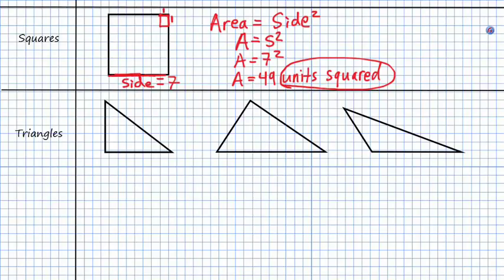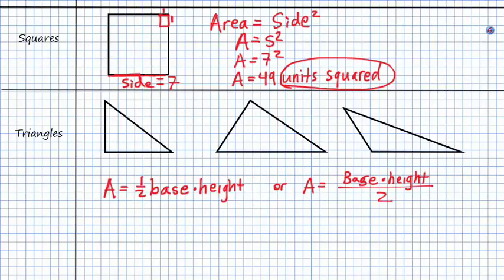All right, now let's talk about triangles. So there are three different ways that you can see a triangle. So the area formula for a triangle is going to be A is equal to 1/2 base times height. But sometimes the height isn't all that obvious, and then we can rewrite this as A is equal to base times height divided by 2.